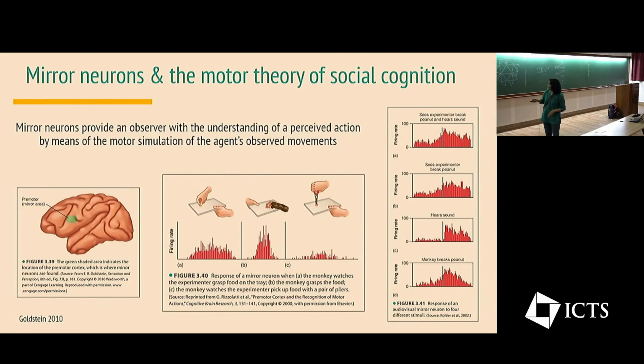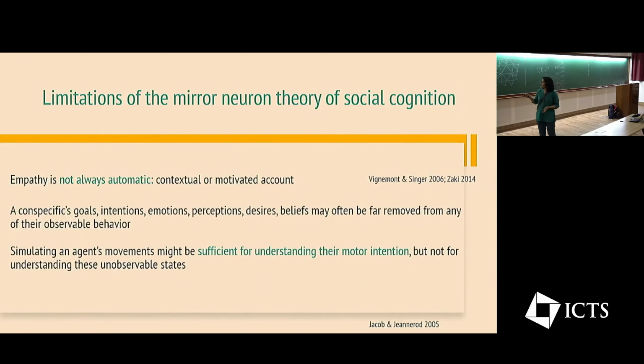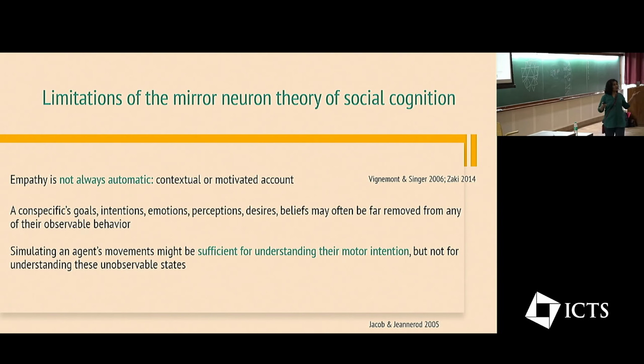According to the motor theory of social cognition, mirror neurons are the mediators that provide an observer with an understanding of a perceived action by means of motor simulation of the agent's observed movements. But though this was a very popular idea when it was discovered, it has its own limitations. Can you guess what?